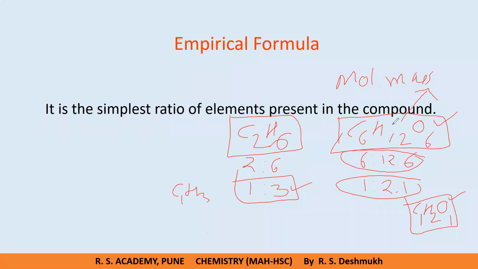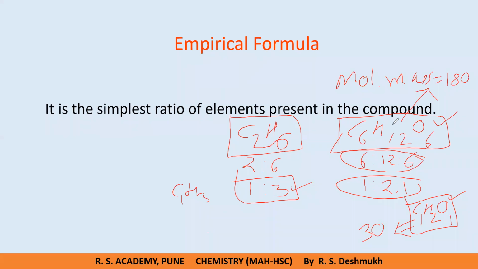That is 6 into 12, 72, plus 12 into 1. So it becomes 84, and 16 6s are 96. So 84 plus 96, I think it is 180. So the molecular mass of the compound C6H12O6 is 180. Whereas what is the empirical mass of the compound? C1H2O, that is 12 plus 2 plus 16, that is 30.